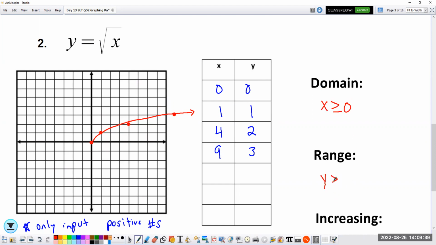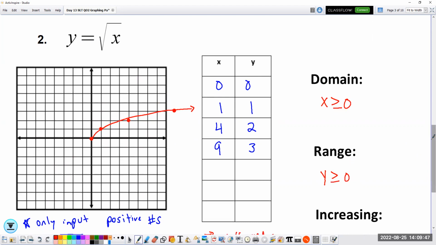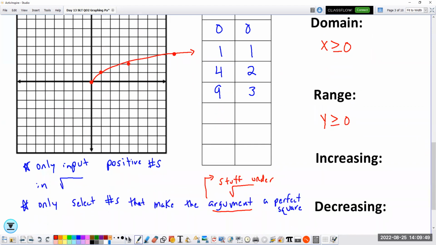Our range is only going to be y values that are greater than or equal to 0, because again, I also only have positive y values. I notice that this entire graph is increasing. If I grab my highlighter and trace from left to right, this graph is only increasing. So I'm going to say it's increasing when x is greater than 0. I'm going to say it's never decreasing because it's never going down.